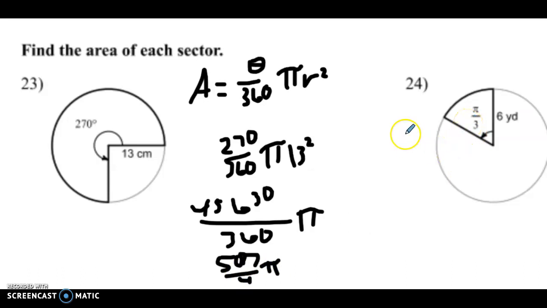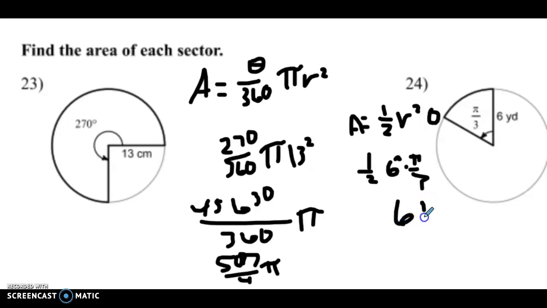Number 24, the formula we're going to use for that, since it does give you the value in radians, we're going to use the radian formula. These formulas would be really good to have in your notes. So it's 1/2 of r squared theta. So then you just take 1/2 of 6 squared times pi over 3. And you end up with 6 pi. And again, your answer is just going to be with a pi because it's in radians.